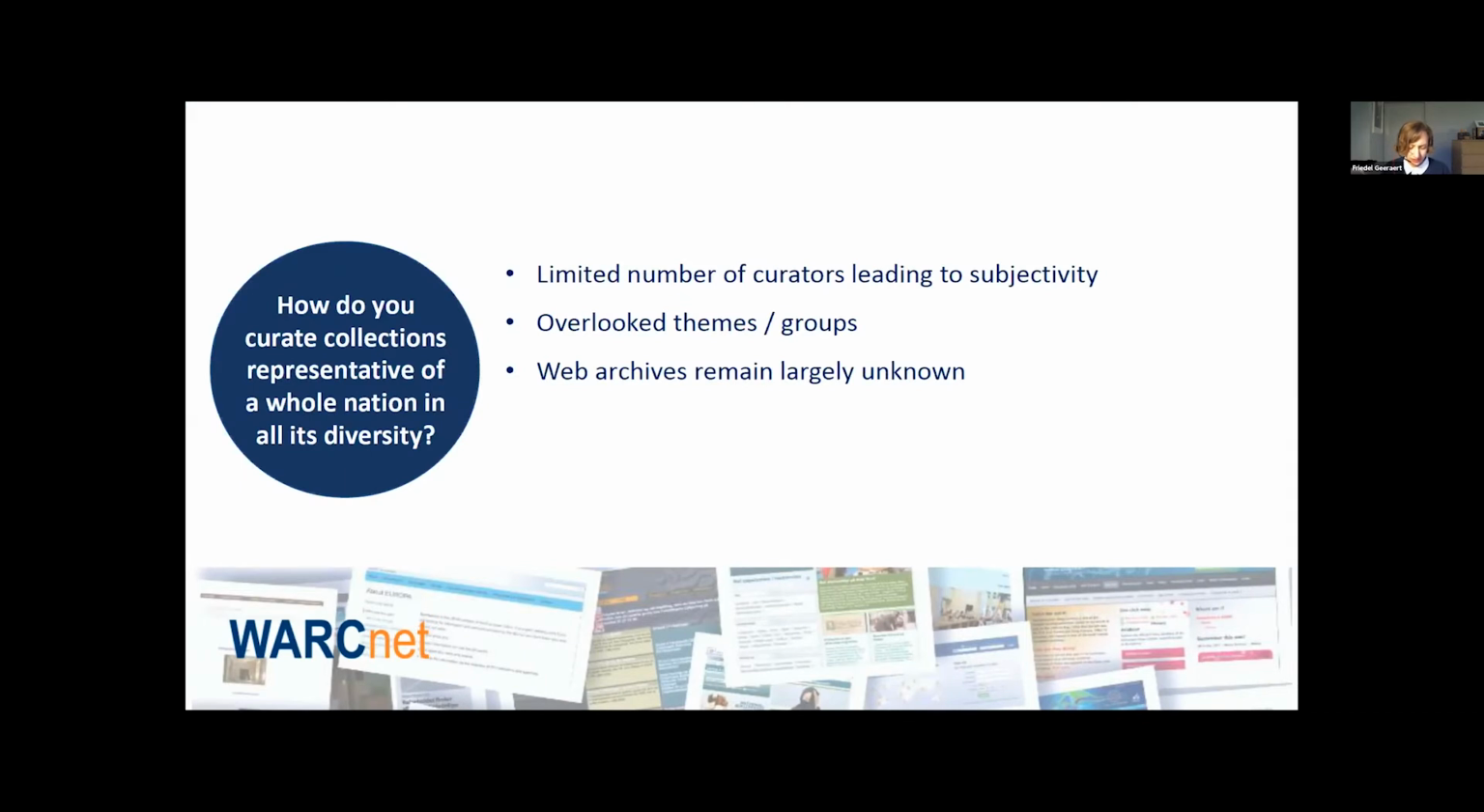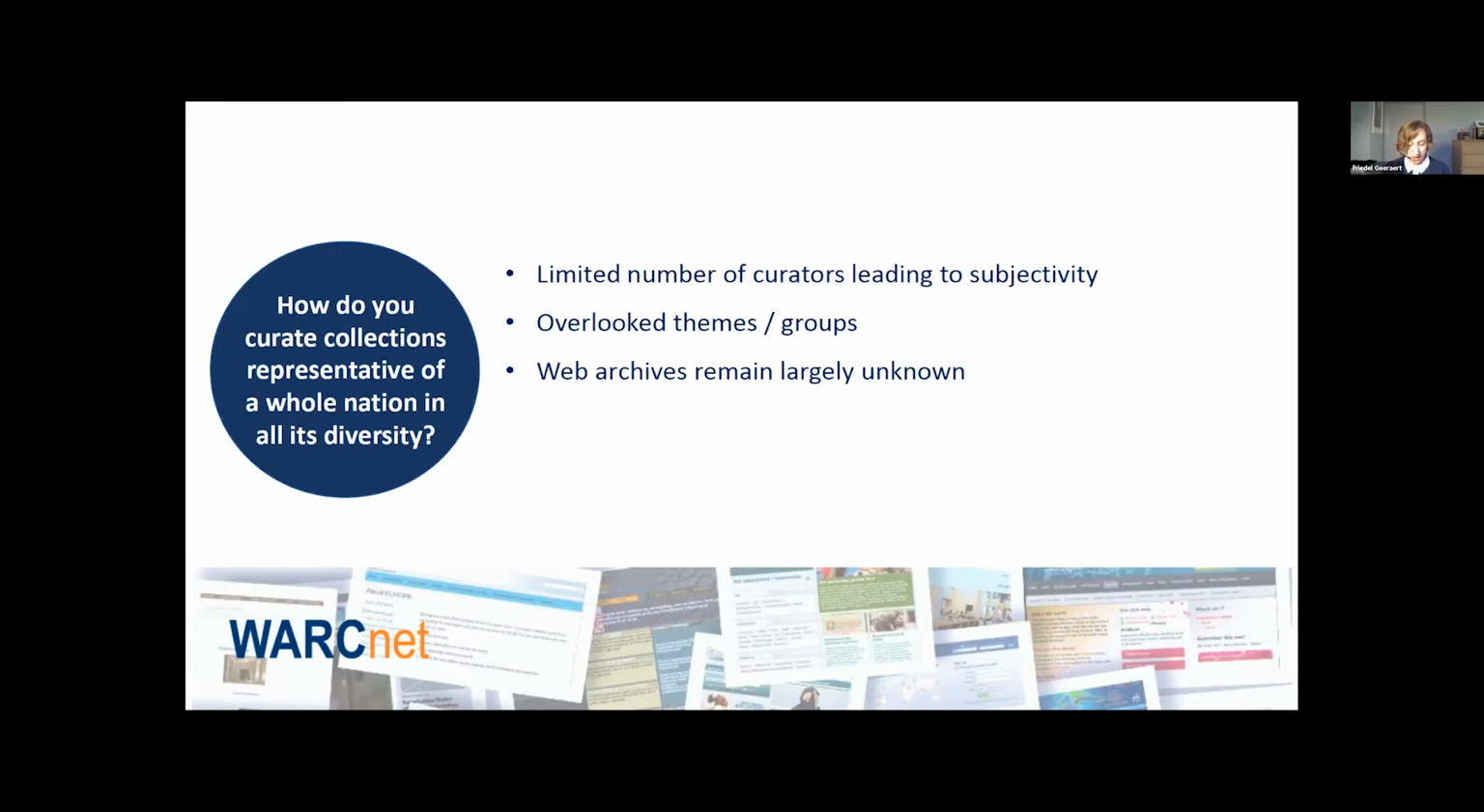But how do institutions ensure that they create COVID-19 collections that are representative of a whole nation in all its diversity? So all web archivists agreed that this is a true challenge. Often there is a limited number of curators involved in creating web archive collections, which leads to involuntary subjectivity in the collections and to themes and groups being overlooked. And the fact that web archives remain largely unknown in the world also leads to not receiving many suggestions from the public, which does not help to further inclusivity either.